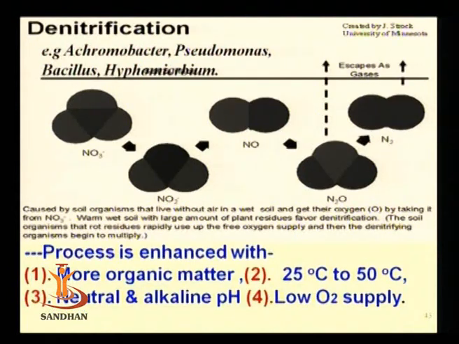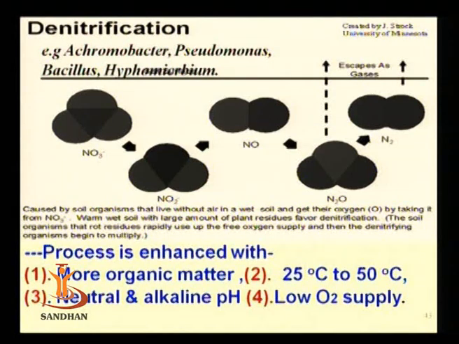The last step of our cycle is denitrification. Organisms like Achromobacter and Pseudomonas carry out this reaction. It is a reduction reaction whereby nitrate is reduced to nitric acid, nitrous acid and finally leaves nitrogen back to the atmosphere.